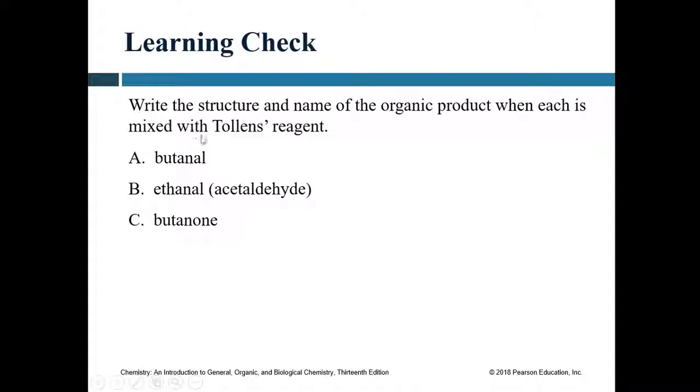All right, we don't need to name it, but let's see if you can write the structure when each is mixed with Tollens' reagent. Now remember, Tollens' reagent is that silver ion, and so it's the test between aldehydes and ketones. So only aldehydes test positive using Tollens' reagent. So butanal, well, that's an aldehyde, so it's going to be a positive reaction. Ethanal, that's an aldehyde, so there's going to be a positive reaction. Butanone, that's a ketone, so you're going to get no reaction with Tollens' reagent.